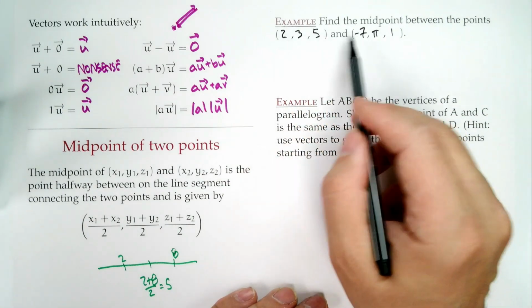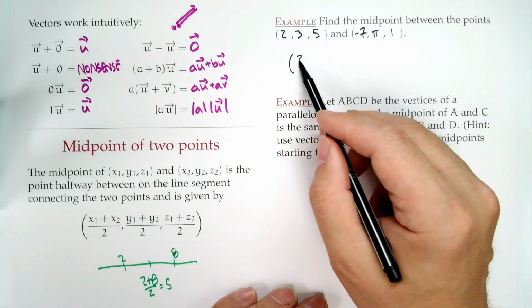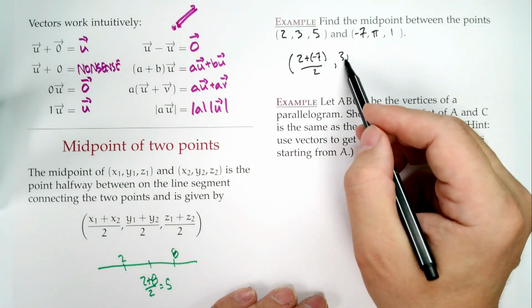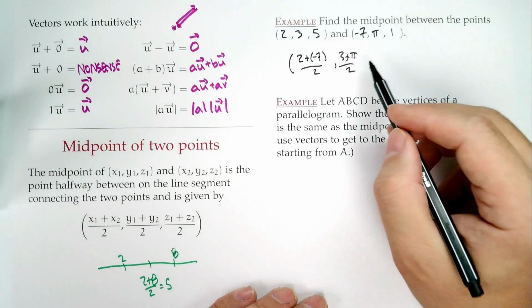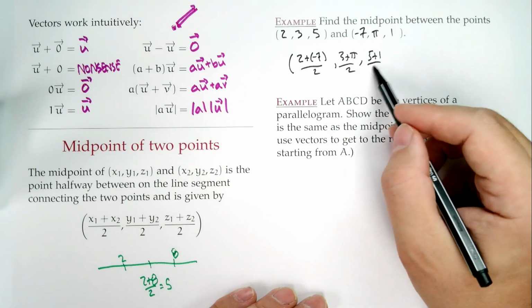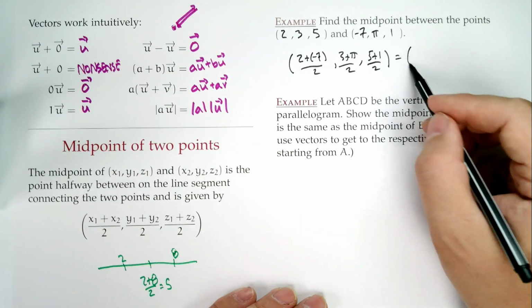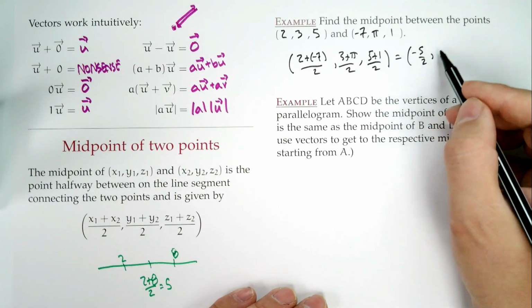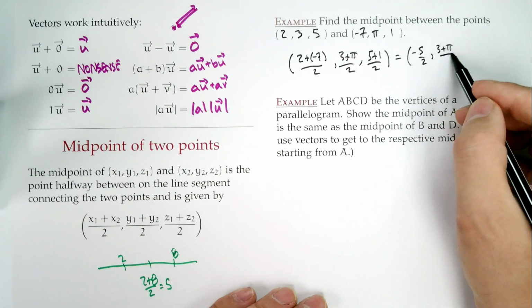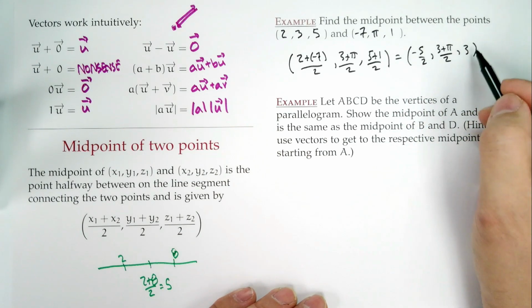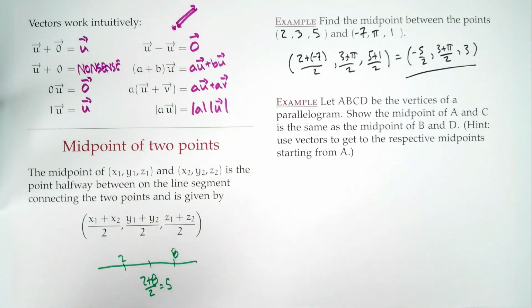So what do we do? We add each entry. So 2 plus -7, divide by 2. 3 plus pi, divide by 2. 5 plus 1, divide by 2. 2 plus -7, that's -5, so -5 halves. 3 plus pi is 3 plus pi. 5 plus 1 is 6, divided by 2 is 3. And there you go. Good.